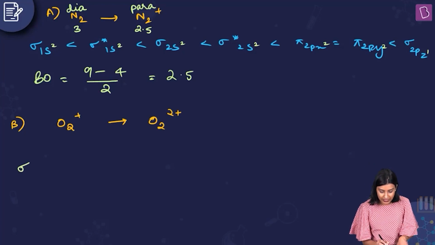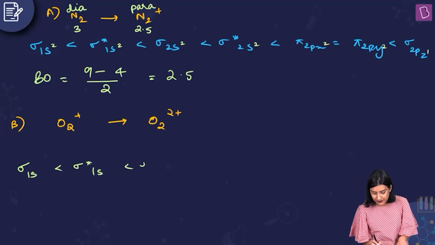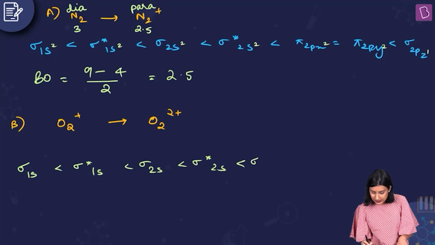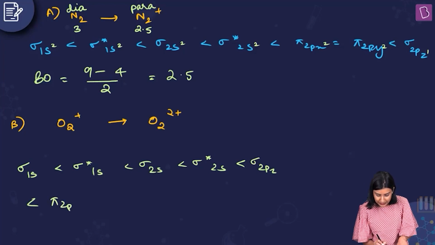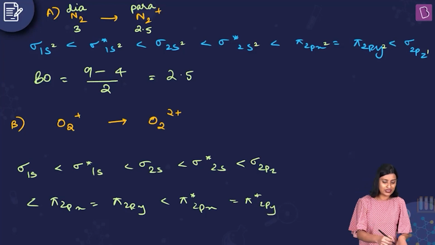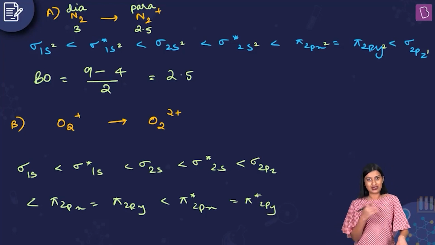So let's write that down. We have sigma 1s, sigma star 1s, sigma 2s, sigma star 2s. Then what do we have? We have sigma 2pz. Then what do we have? We have pi 2px, which is equal to pi 2py, which is less than pi star 2px, and this is equal to your pi star 2py. Then of course you have your sigma star. We don't need it because we don't have so many electrons. So it's okay to write it only till here.